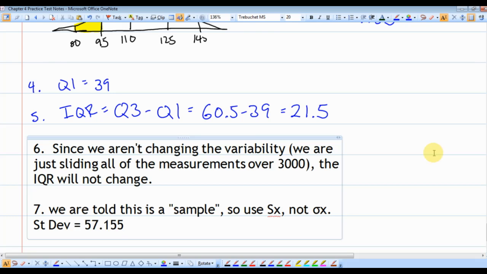So the IQR is like Q3 minus Q1, every time. Q1, what does it stand for? Quartile 1. It's kind of, if you put the numbers in order, the list in order, it'd be 25% from the bottom. Oh, okay, that makes more sense.